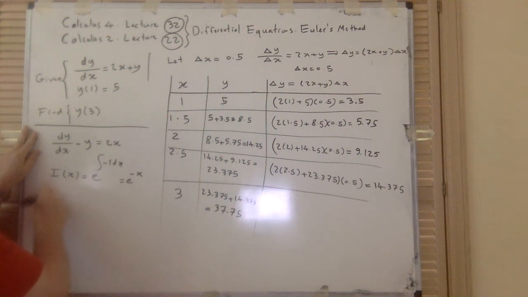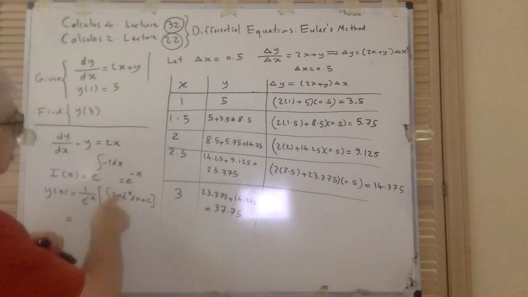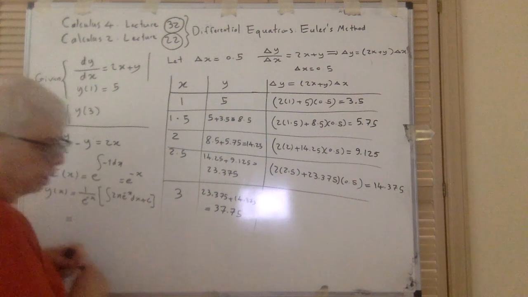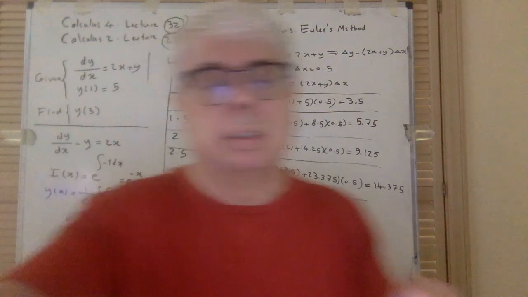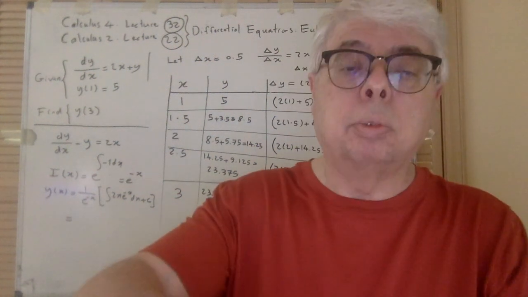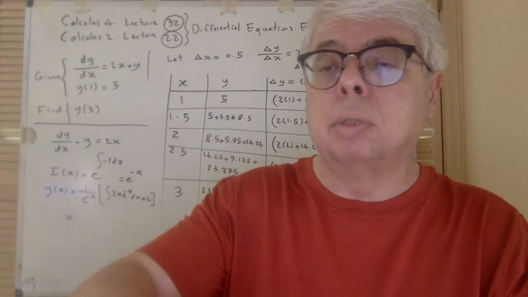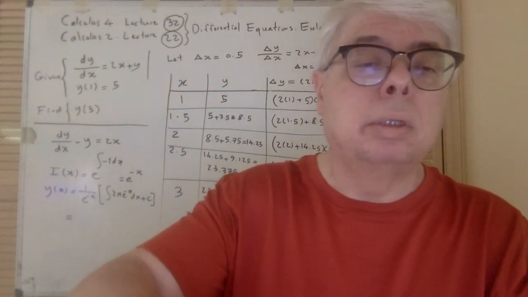So y as a function of x will be 1 over e to the power minus x times the integral of 2x e to the power minus x dx plus a constant. For e to the power minus x dx times x, you have to use integration by parts. So let me not waste your time and just do it immediately here.